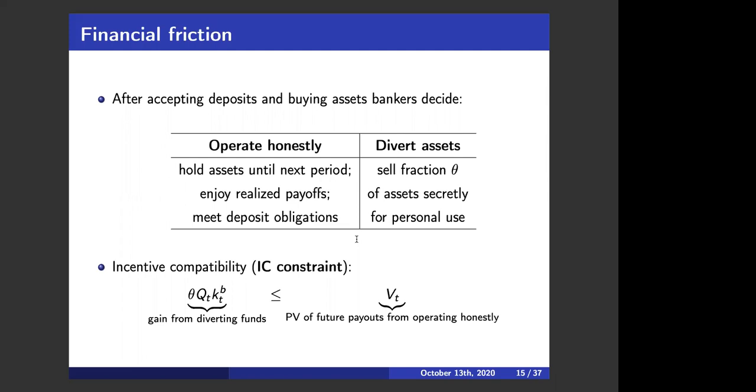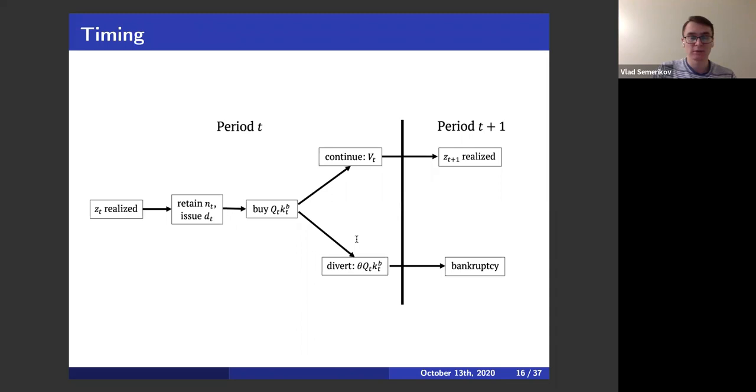And here's the timing, just to keep track of what is happening. After the Z shock is realized, the bank is going to retain its net worth, issue debt, and at the same time decide how much capital they would hold. After that, they decide whether to continue operating honestly or to divert. Diverting basically means bankruptcy, and the possibility of bankruptcy is the cost of diverting funds. If they decide to continue, then in period T plus one, a new shock is realized and the economy goes further.